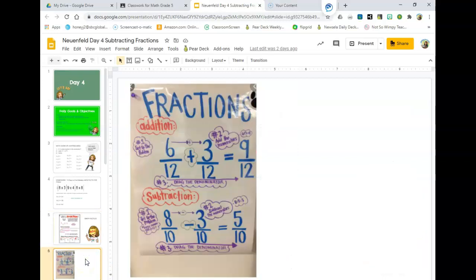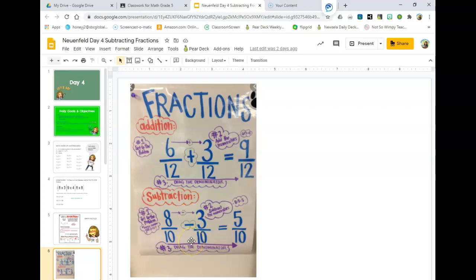Let's take a moment to review adding and subtracting fractions with like denominators. Step 1, you're going to set up the problem. The easiest way to do fractions is to set them up like this. Step 2, you're going to add the numerators. 6 plus 3 equals 9. Since the denominators are the same, all you have to do is drag the denominator over. We are not worrying about simplifying right now.